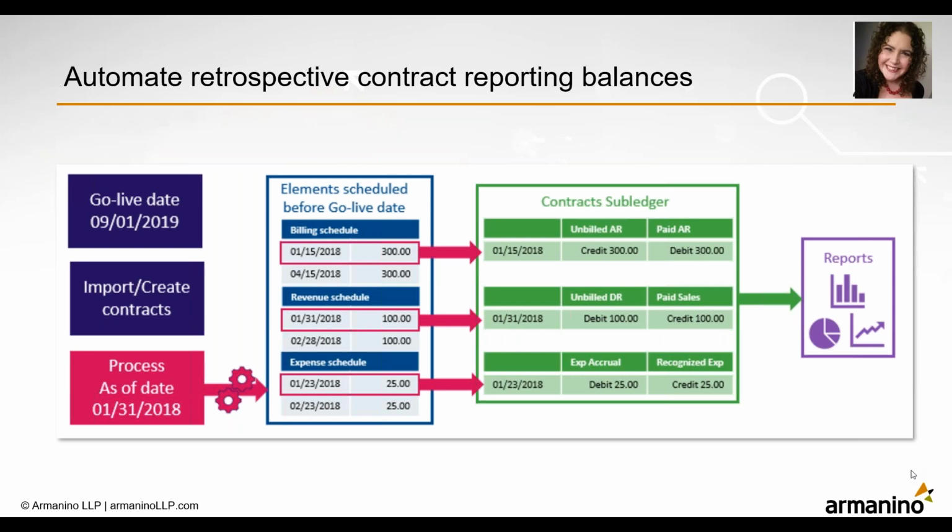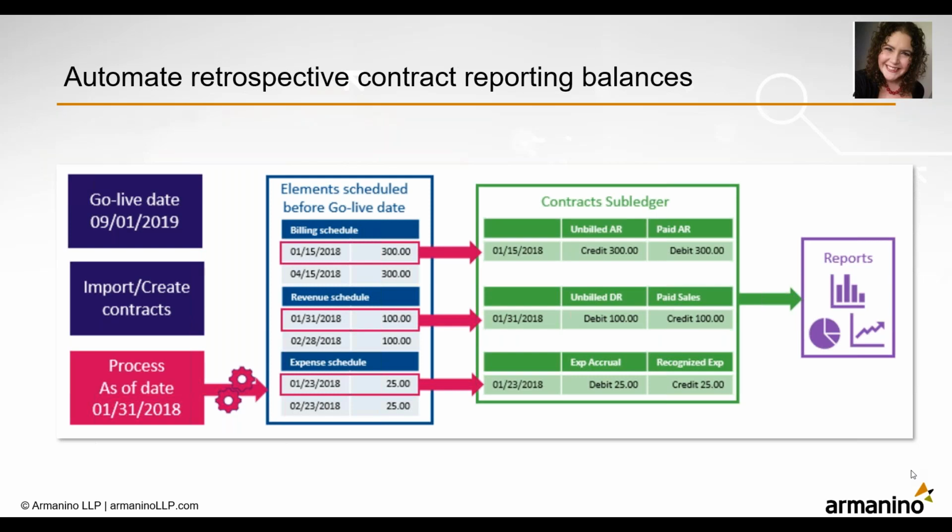Okay, so contracts overall, this update allows you to automate the retrospective contract reporting balance. Anybody that has the contracts module knows how difficult and what a pain it was to import and walk forward all of your contracts to be able to have established beginning balances for your disclosures under 606. It was really tedious, time-consuming, and required a lot of implementation time, which made implementation of the contracts module quite expensive as well.